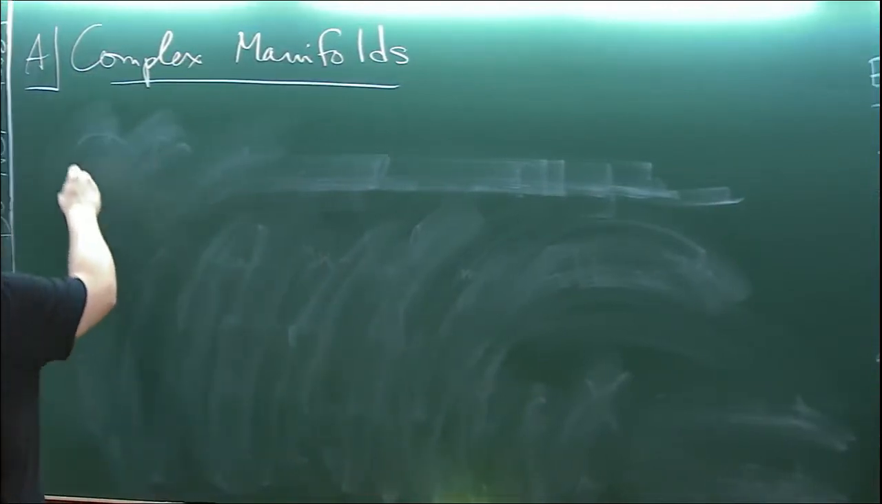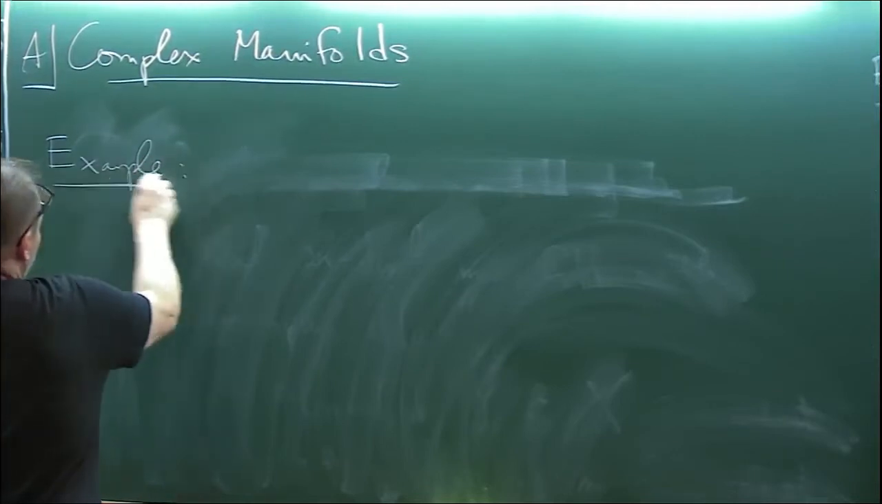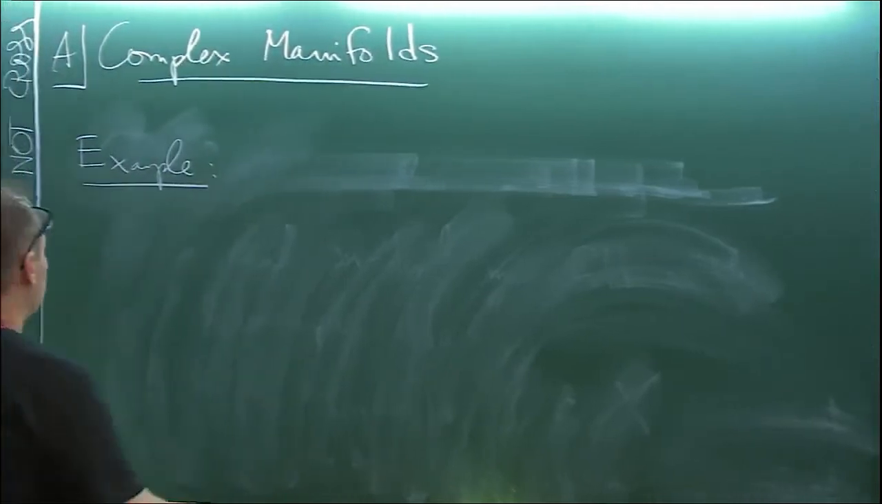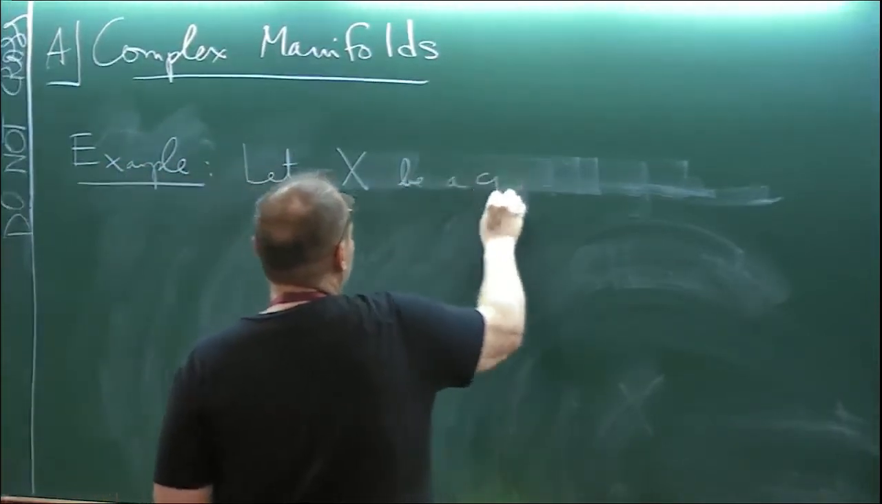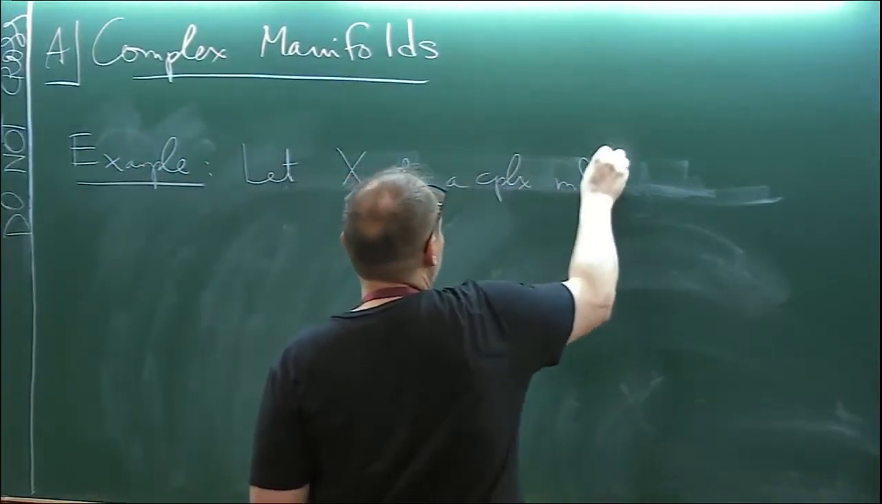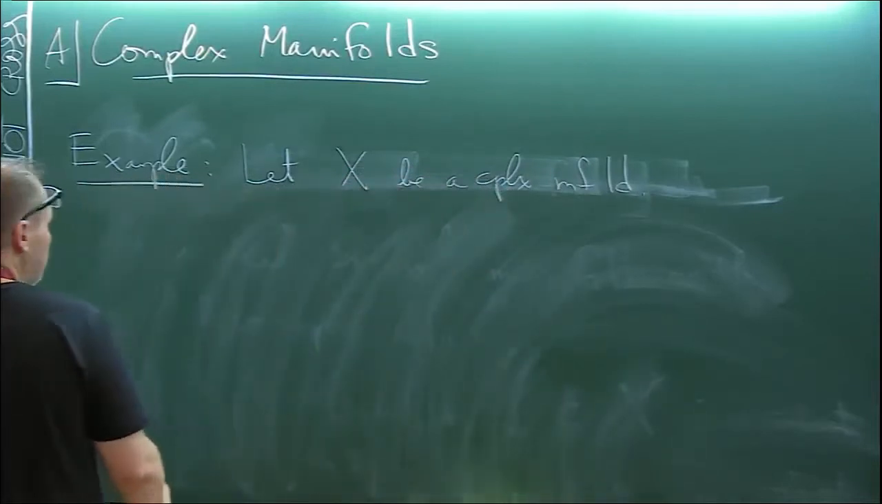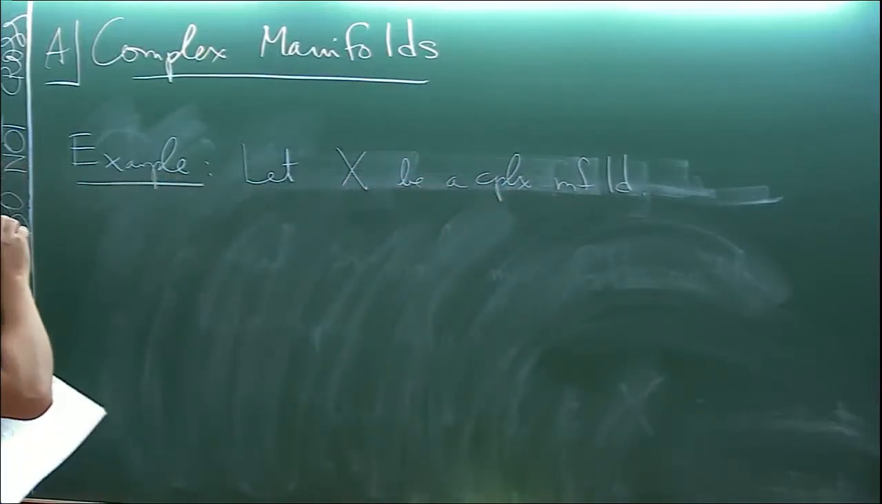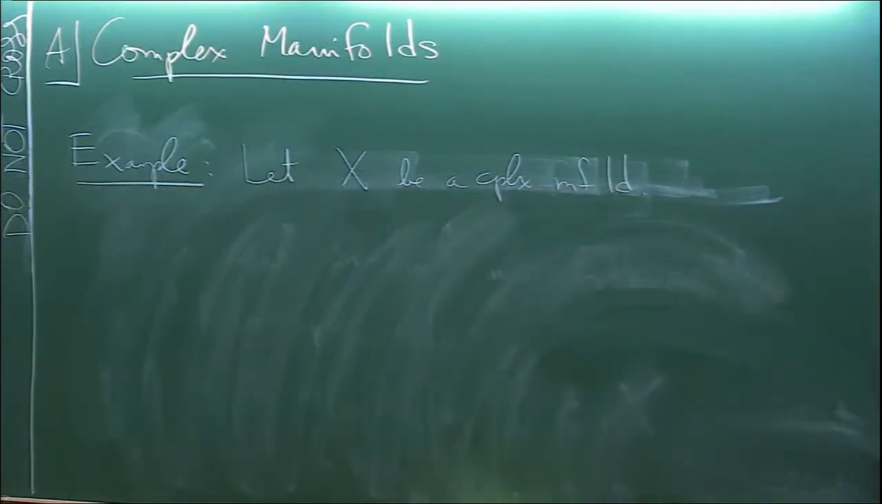So the next example is still fairly general. Okay, so let X be a complex manifold. What I'm going to define here is the holomorphic tangent space. Let me get another piece of chalk.